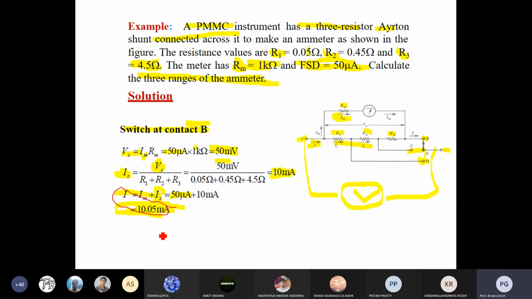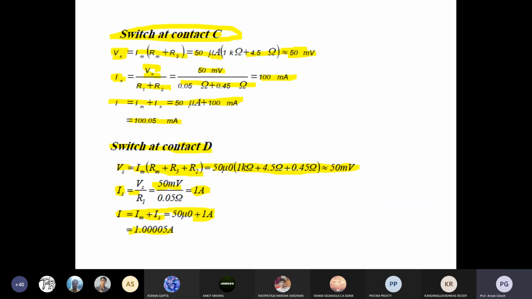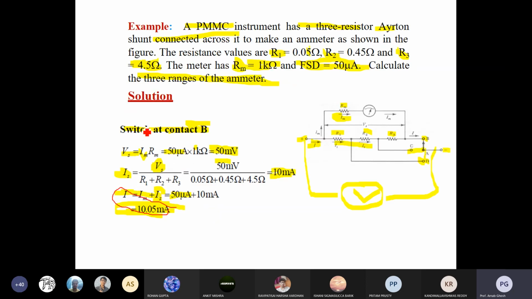In the second case you can see the current range is increased. It is coming 100.05 milliampere. So it is almost 10 times. Here you can see the resistance range is also changing almost 10 times, more or less. So the range also changes as per the 10 times range. So it was 10 milliampere, and now it is coming 10 times, meaning 100 milliampere range. Are you getting my point?